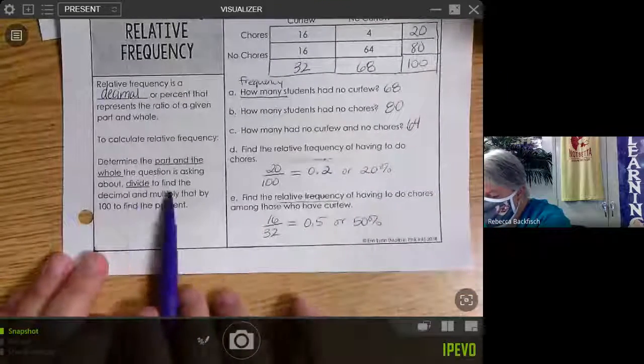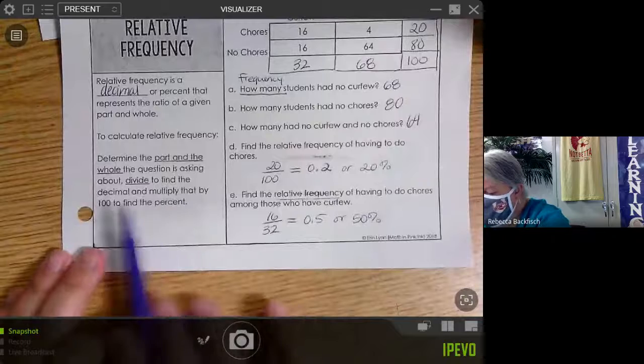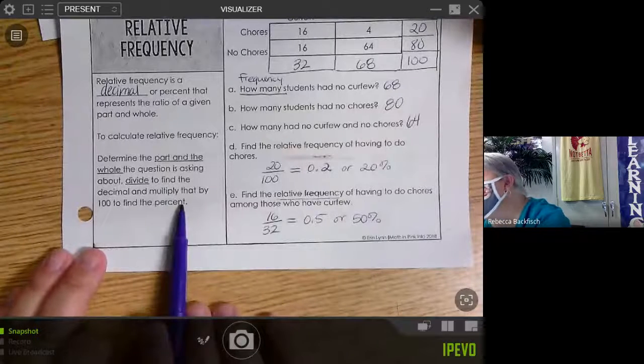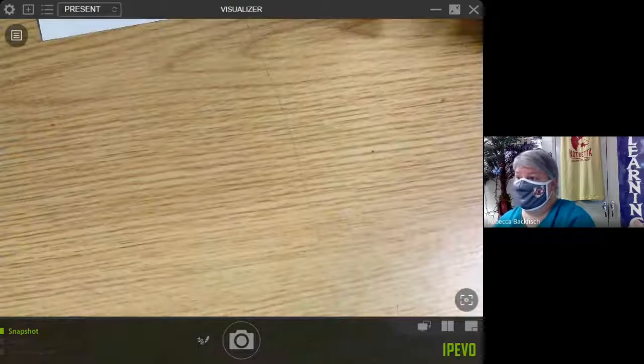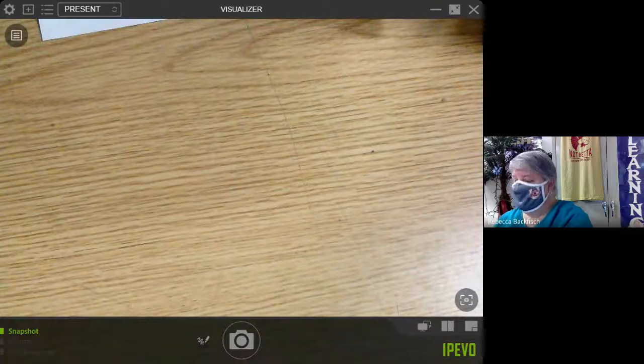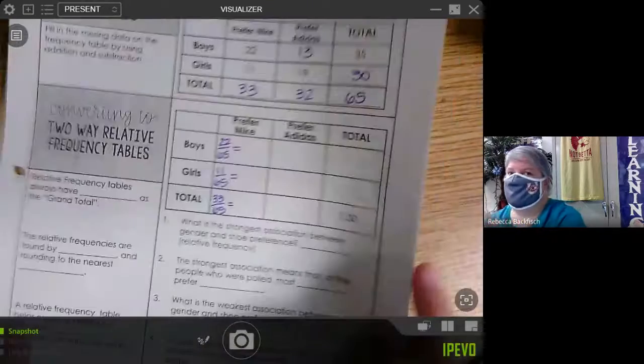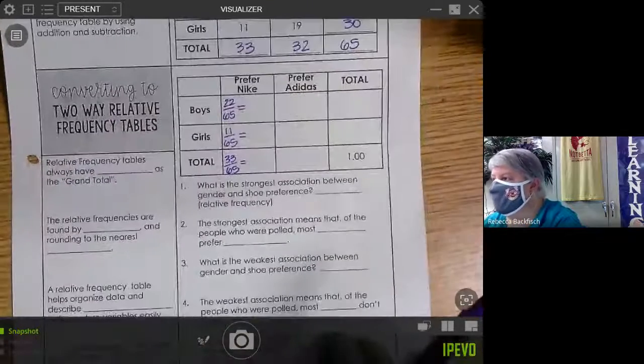Back here on the first page. Divide to find the decimal, and then multiply by 100 to find the percent if you're asked for a percent. If you're asked for a probability, we like probability to be in decimal, so just leave it in decimal. But if it says something like, what percent of students do this, then you'd multiply the decimal by 100.